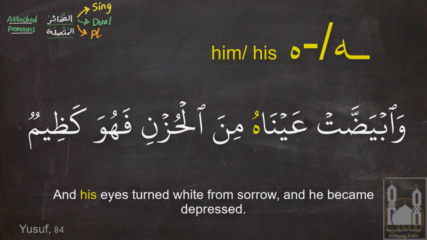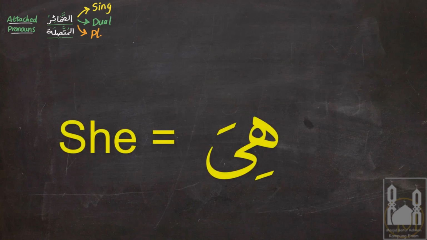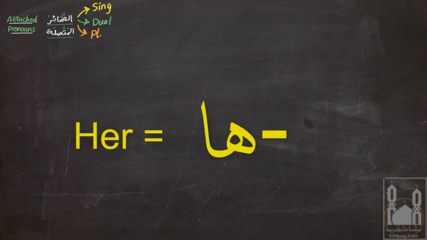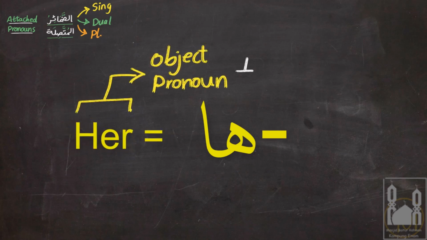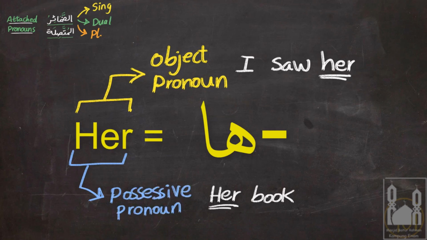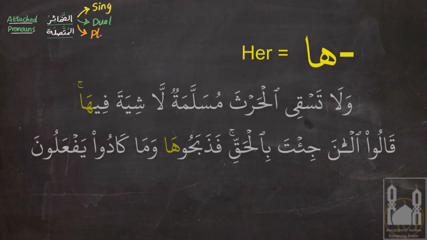Next is the attached pronoun which is related to hiya, and this attached version is ها, which is then attached to the end of words, and it means her. And don't forget that in English, her is used as an object pronoun, so I saw her, and also as a possessive pronoun, so we say her book. We see it used in the Quran in this example.